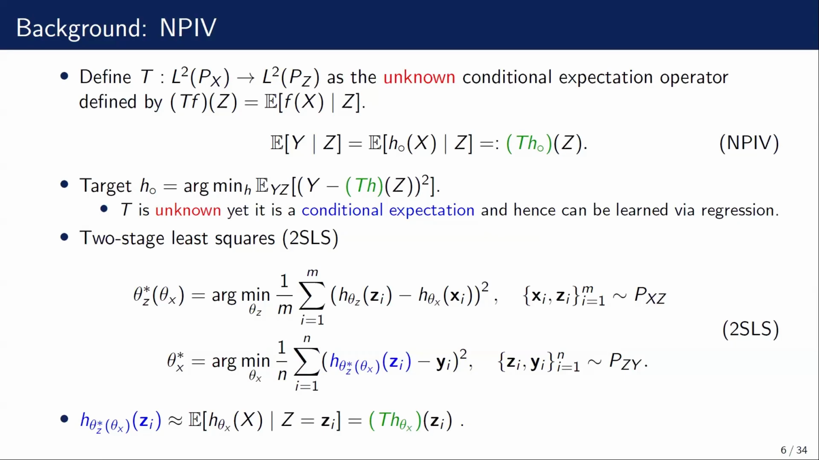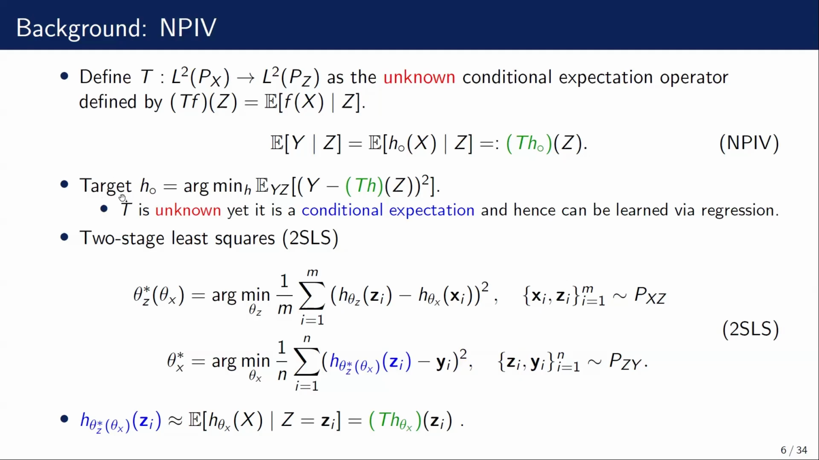We define T as an unknown conditional expectation operator, which maps L2(PX) to L2(PZ). So it maps functions on X to functions on Z. So how is it defined? Defined like this. Given a function f, which is a function on X, we apply T on it. It gives us a conditional expectation. And we all know that a conditional expectation is a function on Z. So this is how T maps a function from X to a function on Z. And then we can write NPIV as this model, where we just plug in the definition of T here.